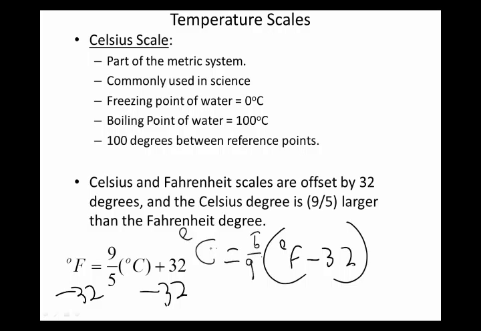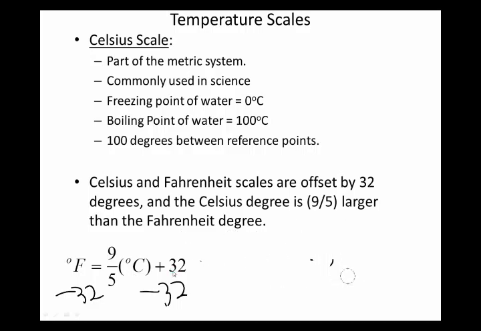Going from Fahrenheit to Celsius, you subtract first and then multiply. If you're going from Celsius to Fahrenheit, you multiply first and then add. I don't expect you to memorize either of these conversion factors or either of these conversion formulas. You don't have to memorize them. I will give one of them to you on an exam or quiz if you need it.